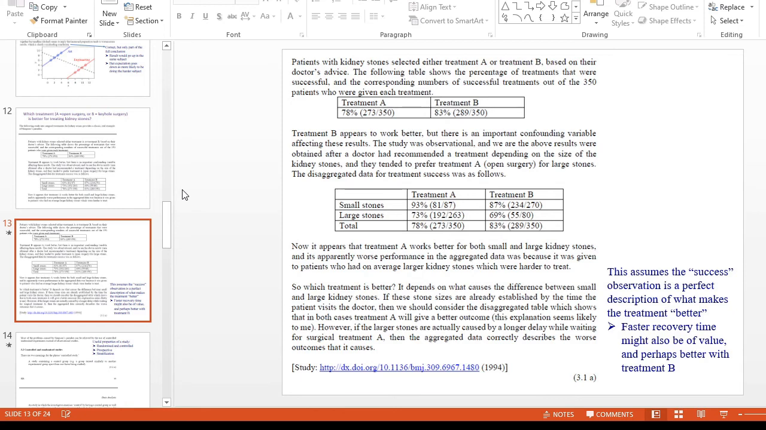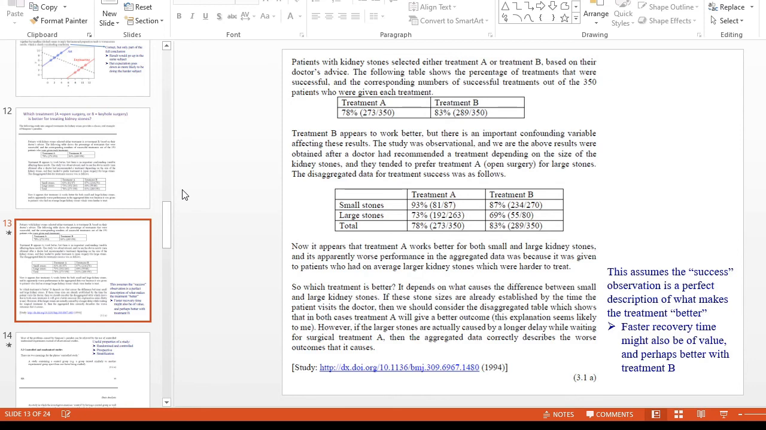The other thing I'm assuming, and this is the case, I believe, in this study, is that the small or large size of the kidney stone was pre-existing prior to the choice of surgery. And then, once you knew whether it was a small kidney stone or a big kidney stone, in each case treatment A was better, so that's the one that should be recommended.